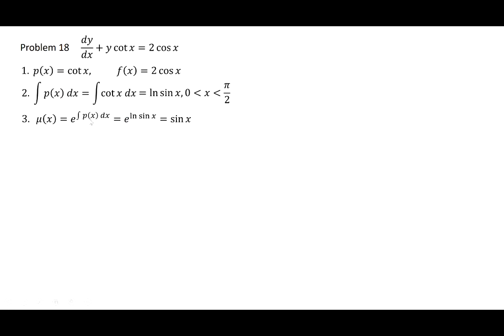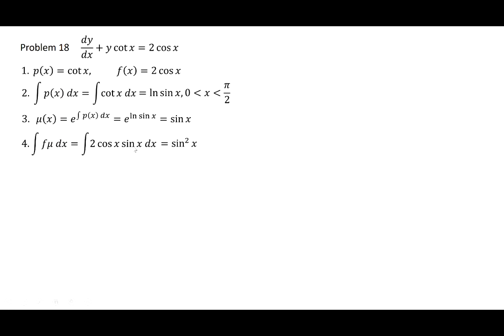and so that's e raised to natural log of sine x, which is sine x. Right? Isn't that the next step after integral p of x dx? Cool. Remember what the next step is? Integral f mu dx. Figure that out. And that turns out to be this. And we can say this is equal to sine square x.